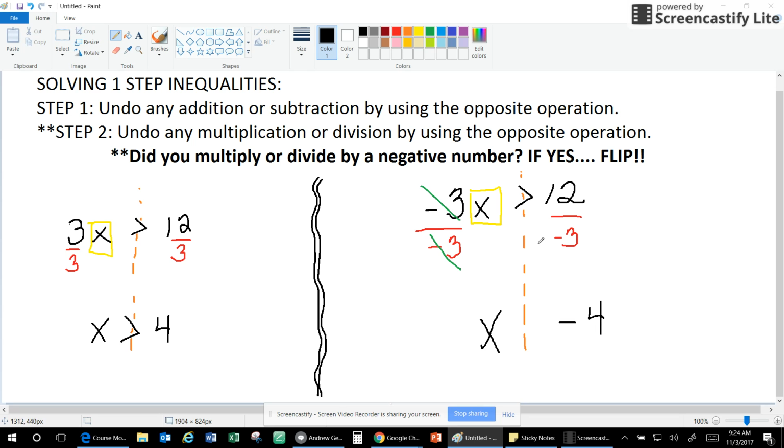And now, did I divide or multiply by a negative number? Yes, I did. So that means I need to flip the inequality. It is no longer greater than. This becomes less than. So the fact that I used a negative number to divide means this inequality has got to flip to a less than symbol. Okay?